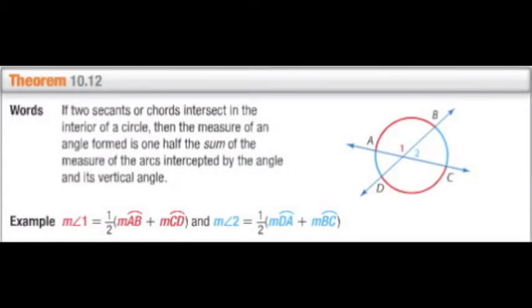If two secants or chords intersect in the interior of a circle, then the measure of an angle formed is half the sum of the measures of the arcs intercepted by the angle and its vertical angle. So in this diagram, you can see that angle 2 is equal to half the sum of the arcs BC and AD.